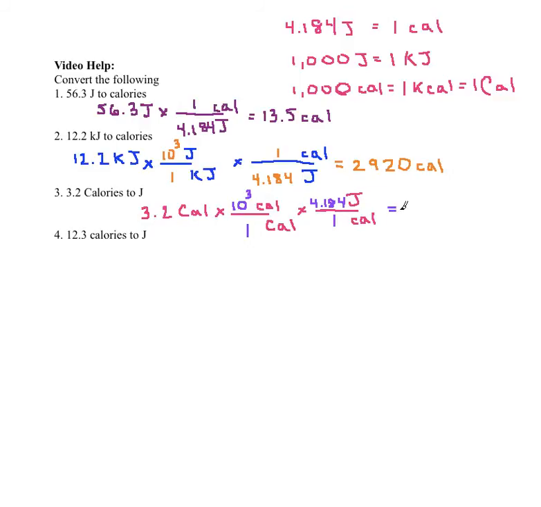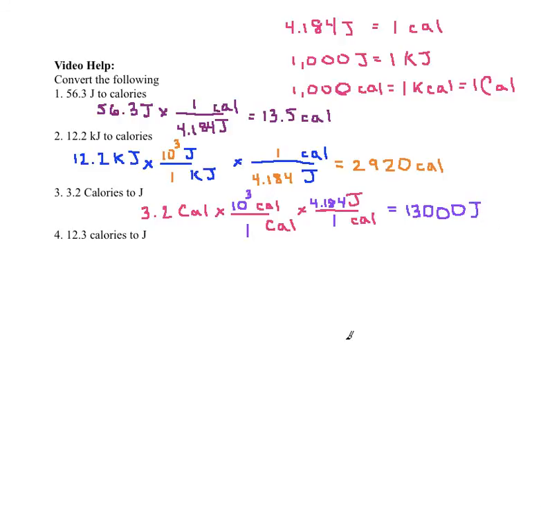Since it's 3.2, everything else is exact here. I want 2 sig figs, so I got 1, 3, and then make sure to fill in the rest of the places with zeros. Don't just write 13. So I got that, and then my units are joules.